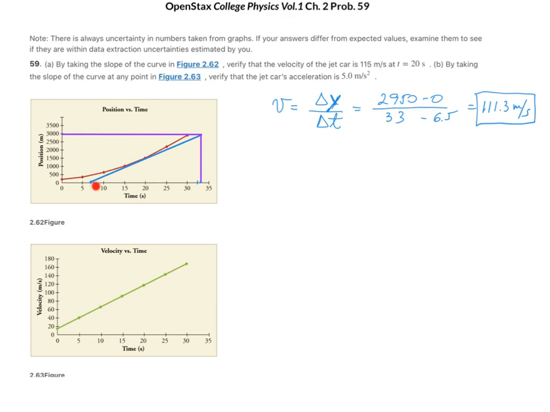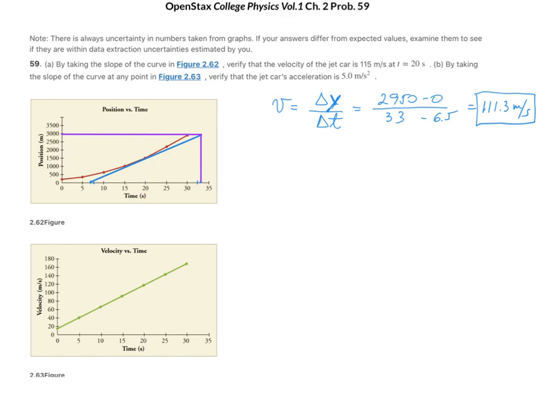So all that playing around and trying to read the values on the x-axis and on the y-axis paid off because I have a very close speed to the actual speed. Again, the slope of the position versus time graph gave me the velocity, and by being as careful as possible, I was able to determine that that velocity was very close to what we were told the velocity was at time is 20 seconds.